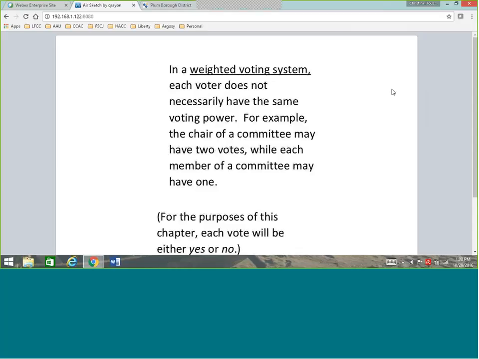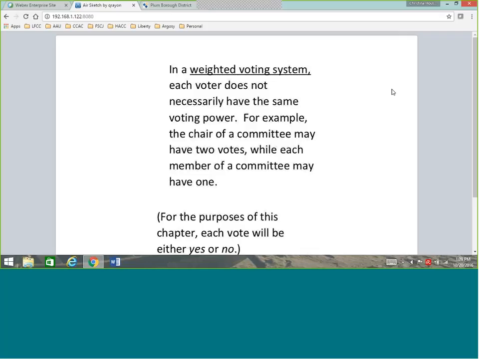Okay, so first thing, this mass of power is related to something called a weighted voting system, where each voter does not necessarily have the same voting power, where different people might have a different weight to their vote. An example would be the chair of a committee may have 2 votes, while each member of the committee may have 1 vote. It's because of the chair having, I guess, a more important role, they get more votes.